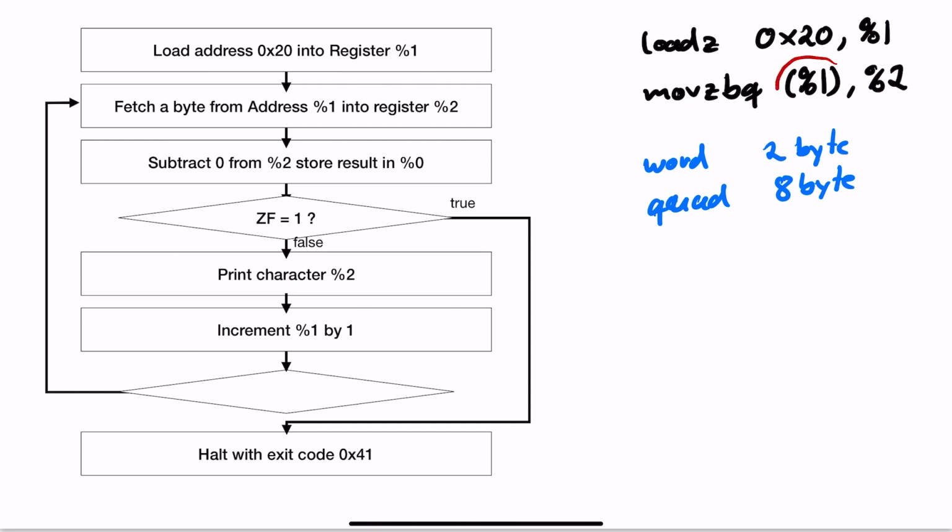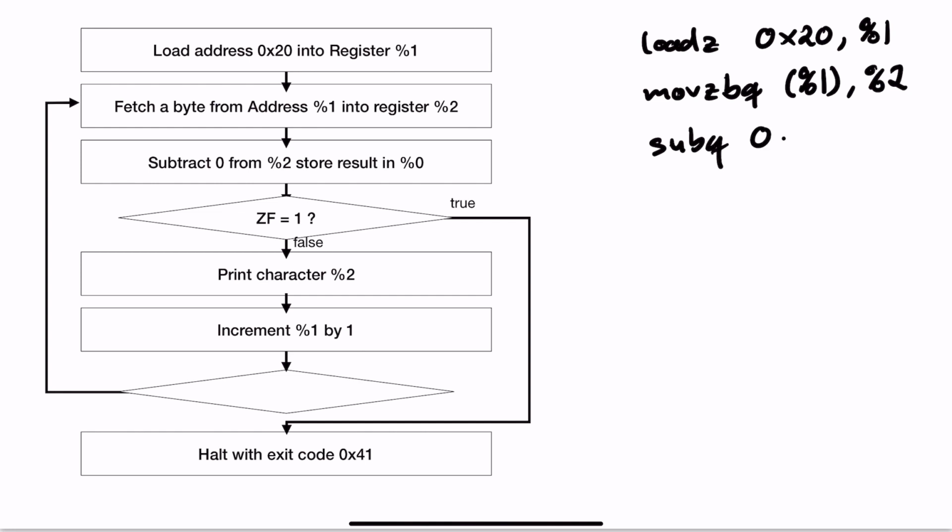Also, if you, for example, don't like that, the meaning of this round parenthesis means that you're referring to something at the end of a pointer. So maybe you also would prefer some notation like asterisk %1, and you can do this in your instruction set architecture. But let's go on here. The next instruction is subtracting 0 from register 2, and you can use the subq instruction for that. You want to subtract the immediate value 0 from register 2 and store the result into register 0.